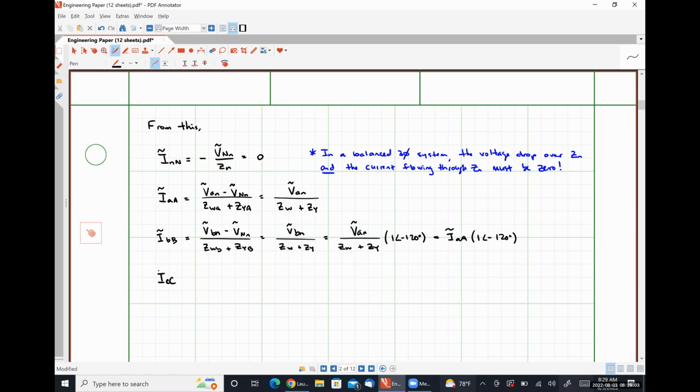I'll formally write down the description for ICC. So we'd have VCN minus VNN over ZWC plus ZYC, which looks like VCN over ZW plus ZY, or IAA times one angle negative 240 degrees. Okay. So for a balanced three-phase system, our line currents are balanced, meaning that they all have the same magnitude, but they have a phase separation of 120 degrees.